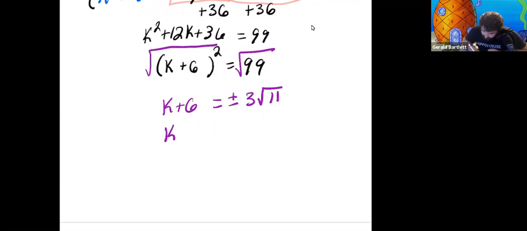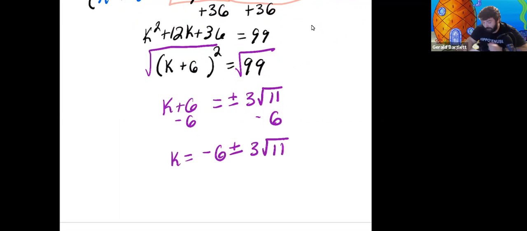So this gives me, let me show that subtraction here. We're going to subtract 6 off both sides. That gives me k equals negative 6 plus or minus 3 times the square root of 11. And you can plug that straight into the calculator, Desmos, or a personal calculator, whatever you got.